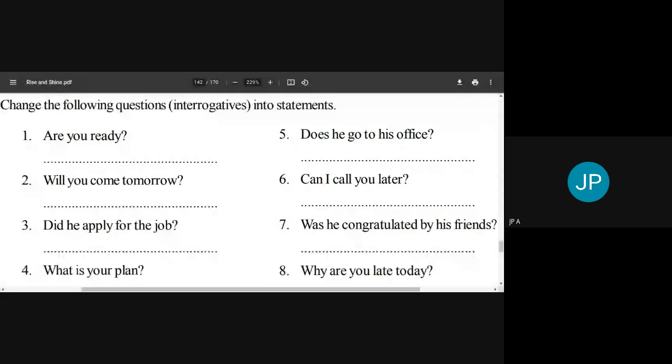Okay. Similarly, for the other sentences also, you can make changes like this. So this is the sentence. You come tomorrow. What will I do? I will just change the word order, remove the question mark, and then it is possible to change it.